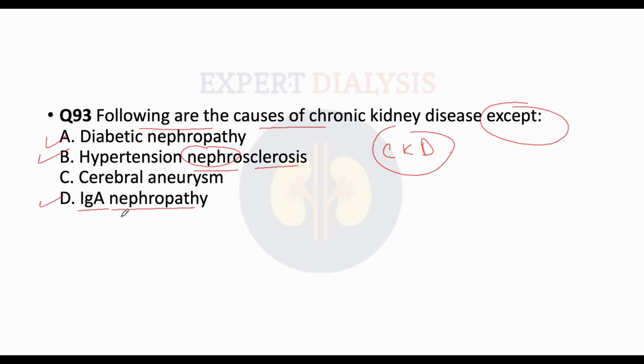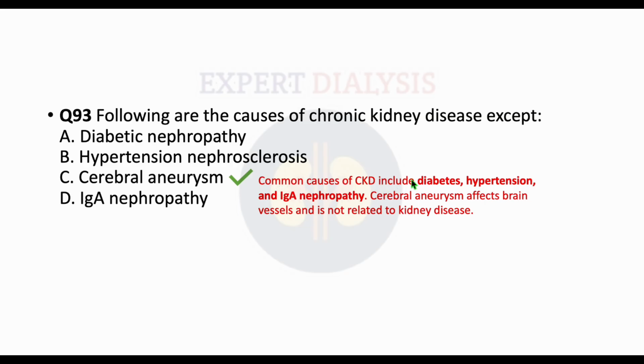We are also aware of IgA nephropathy, and it is a very common cause of CKD, but cerebral aneurysm is not related to kidney, it is related to the brain. So this is going to be the exceptional part. So the answer will be C. Common causes of CKD include diabetes, hypertension, and IgA nephropathy. Cerebral aneurysm affects brain vessels and is not related to kidney.